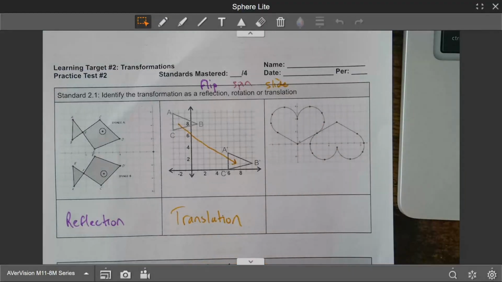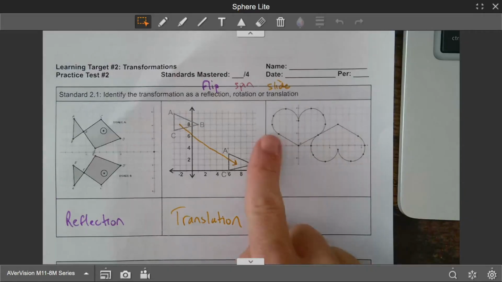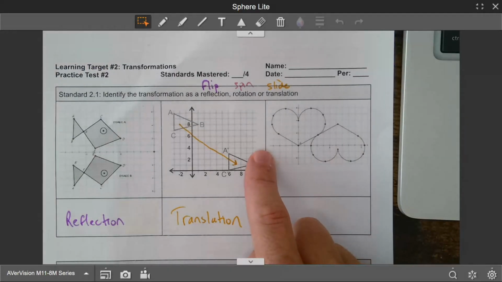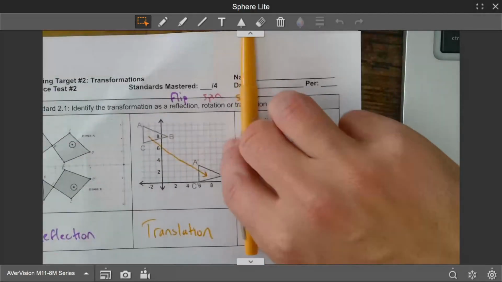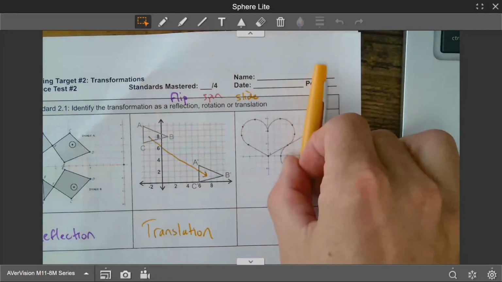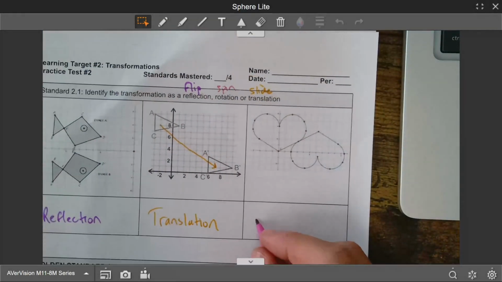Lastly, these two hearts. Well, they didn't slide because they're pointing different directions. Did they flip over something? Is there reflection symmetry? Not exactly. But what you can see is that if you look at this heart, it almost looks like it was spun around to now be upside down. That making it a spin, therefore it is a rotation.